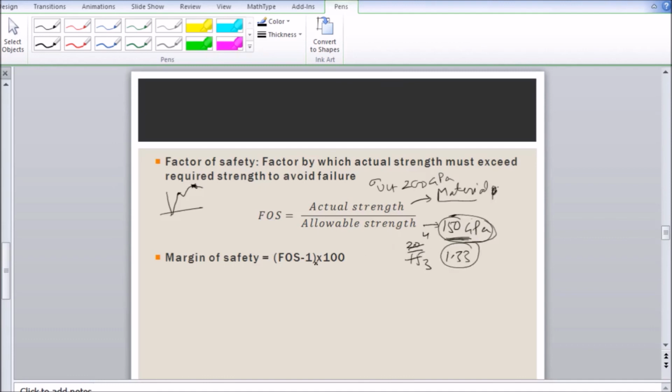Now margin of safety means this factor of safety minus 1, into 100. That means here in this case it is 33%. So with this I close this lecture. In the next video, we will start lecture 2.2, where we will discuss types of stresses, how these stresses are generated, all those things.